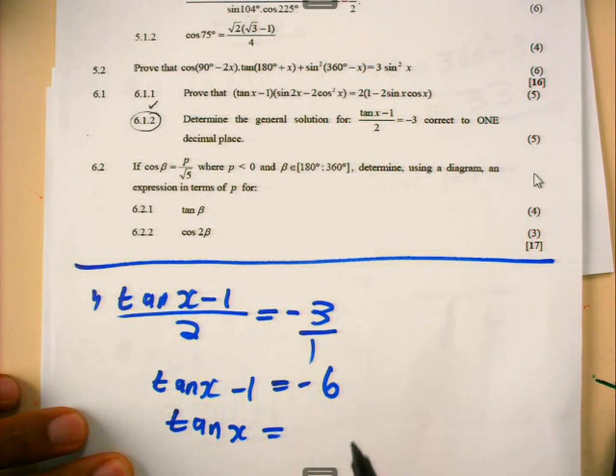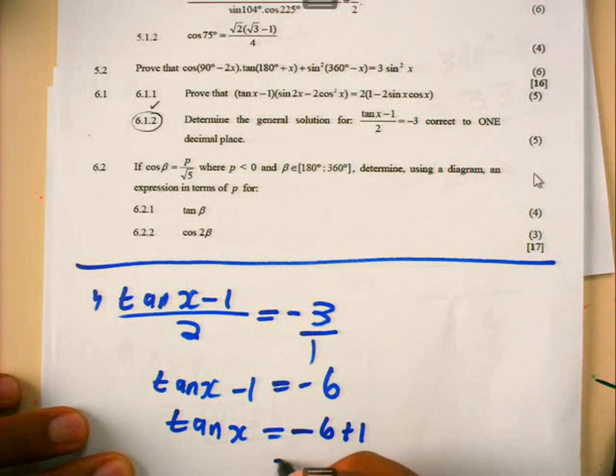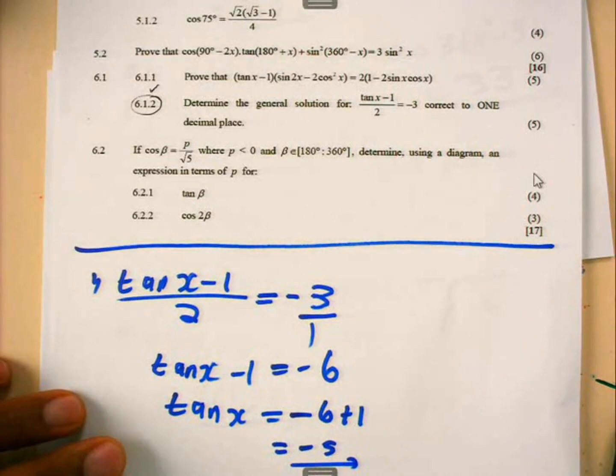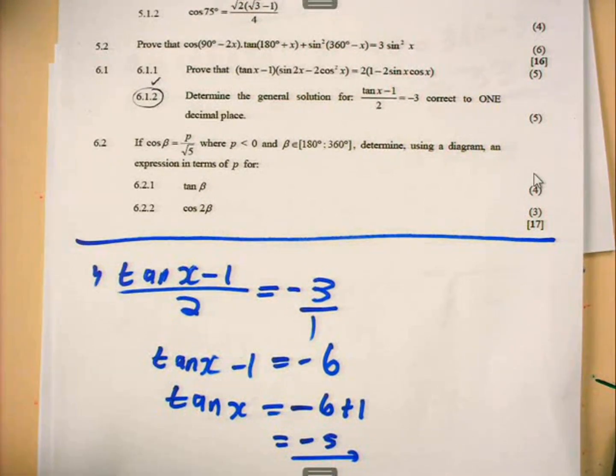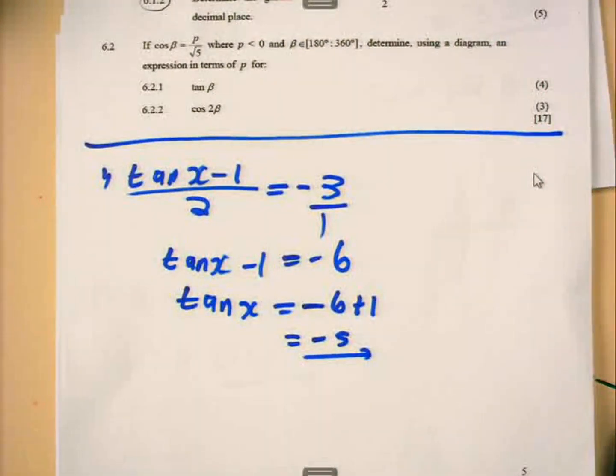Then it means we are going to have minus 6 plus 1, which is equal to minus 5. Therefore, tan x is equal to negative 5. Now the ratio here is minus 5. Of course, it's a very, very interesting question, this one. What is the next step from here?